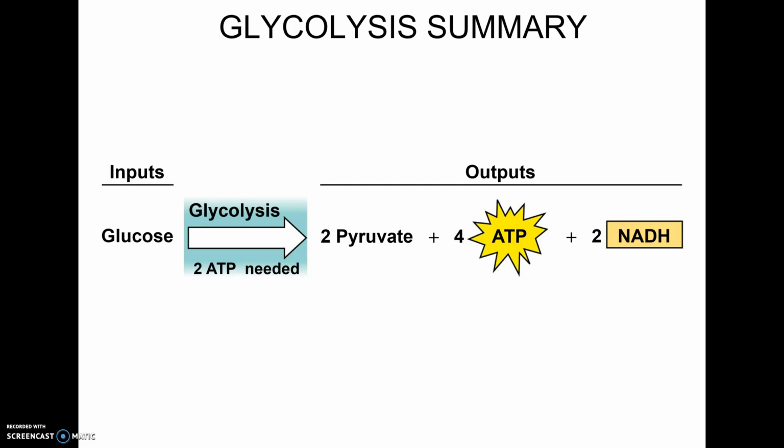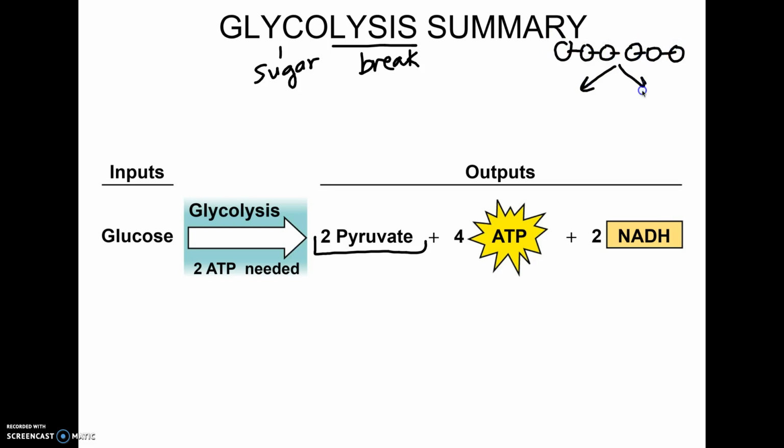Glycolysis literally means the splitting of sugar. Glyco for sugar, and you should remember the word lysis from an earlier chapter, which basically means to break. So all that actually happens in glycolysis is that glucose gets split into 2 pyruvates. If I was to draw glucose as a 6-carbon molecule, at the end of glycolysis, glucose has been broken into 2 3-carbon molecules. That's literally all that happens in glycolysis.